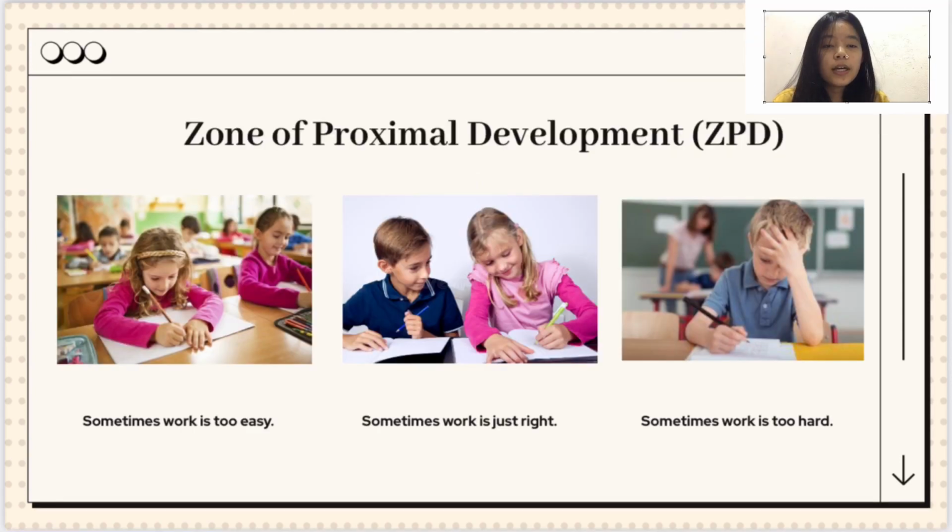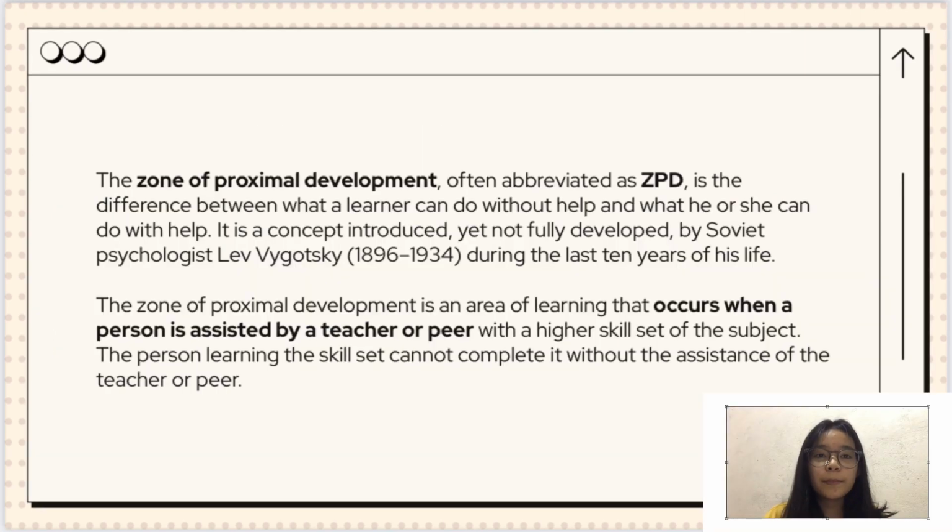We all know that sometimes work is too easy, or work is just right, and sometimes work is too hard. So the zone of proximal development, also known as ZPD, is what a learner can do without the help of others and what she or he can do with the help or the guidance of the teacher, coach, or fellow classmates.